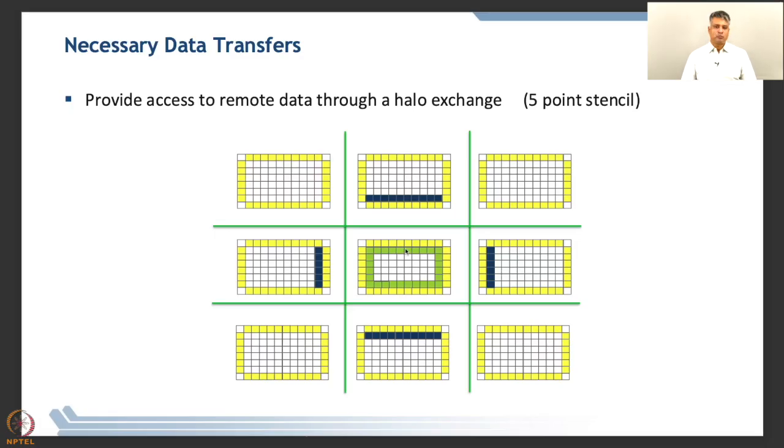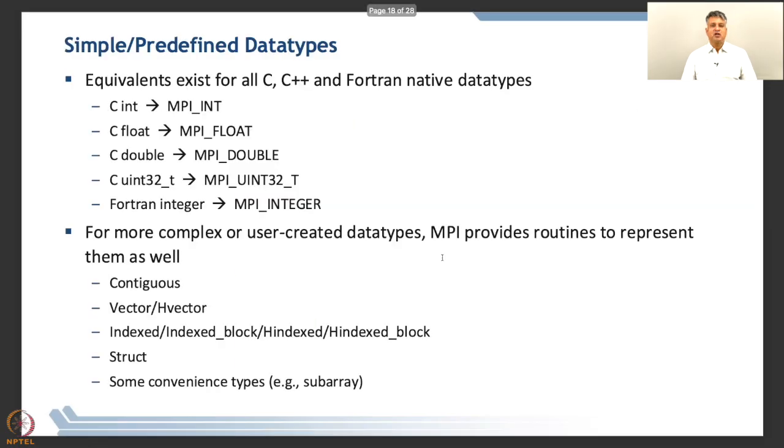So you will need to provide the start point of the particular memory location, the number of items, and also the size of each item. So what are the predefined data types that are already available for data transfer?